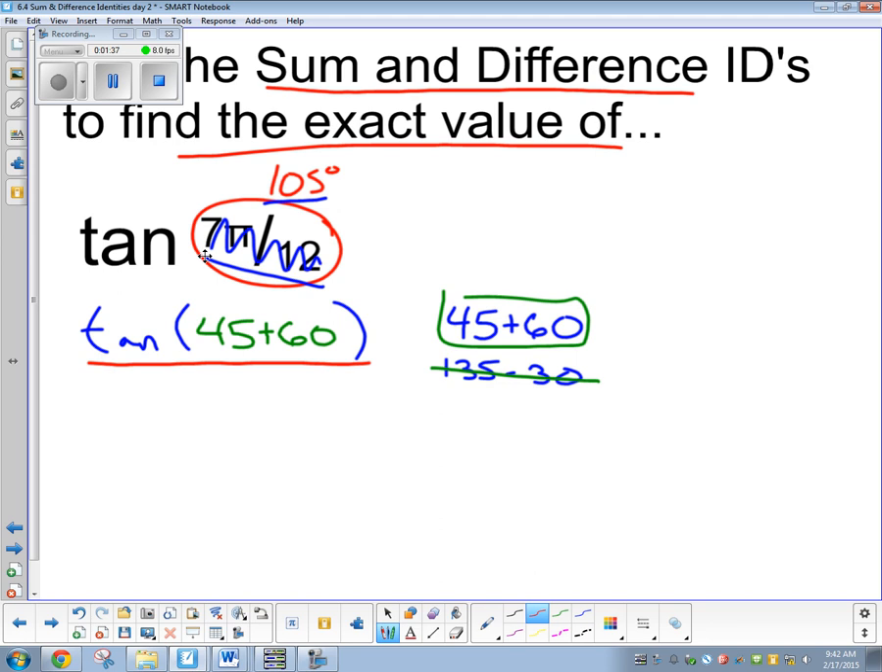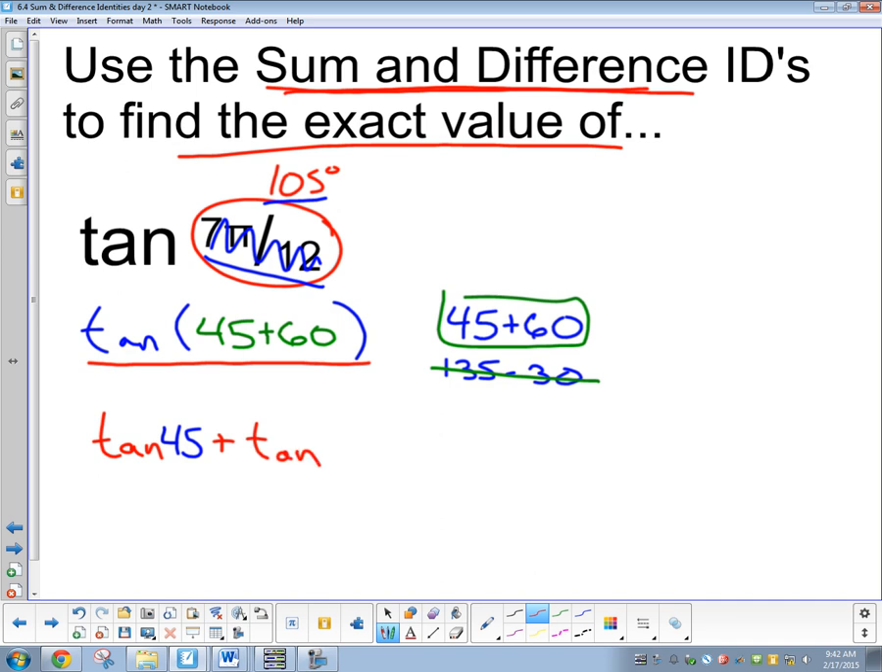Next thing, we look at our sum and difference identities to figure out which formula we want to use here. So we did tangent and we're adding. Which formula does tangent and adding? 1, 2, 3, 4, 5, 6. 3. Formula 3 says tangent of alpha plus beta. So it says we're going to take tangent of alpha. What's my alpha going to be? 45. So tangent of 45 plus tangent of beta, which is 60, over 1 minus tangent of 45 times tangent of 60.